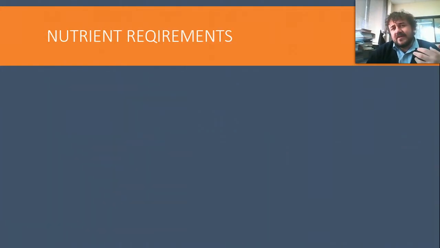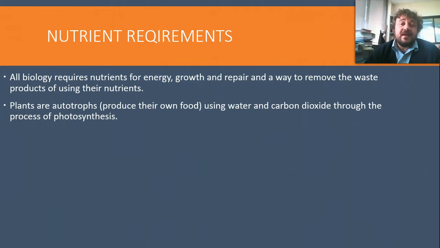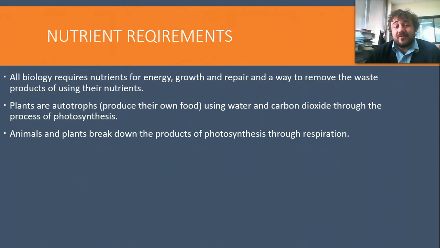All right. So what do cells need? Now, all cells need energy. Okay, this is job number 1. They all need energy for growth and repair, as well as products that you use to build and replace stuff. And you need a way to get rid of the waste, the byproducts. Plants themselves are autotrophs. This means they produce their own food. So they use water and carbon dioxide through the process of photosynthesis. Everything, including plants and animals, breaks down the products of photosynthesis through a process called respiration.